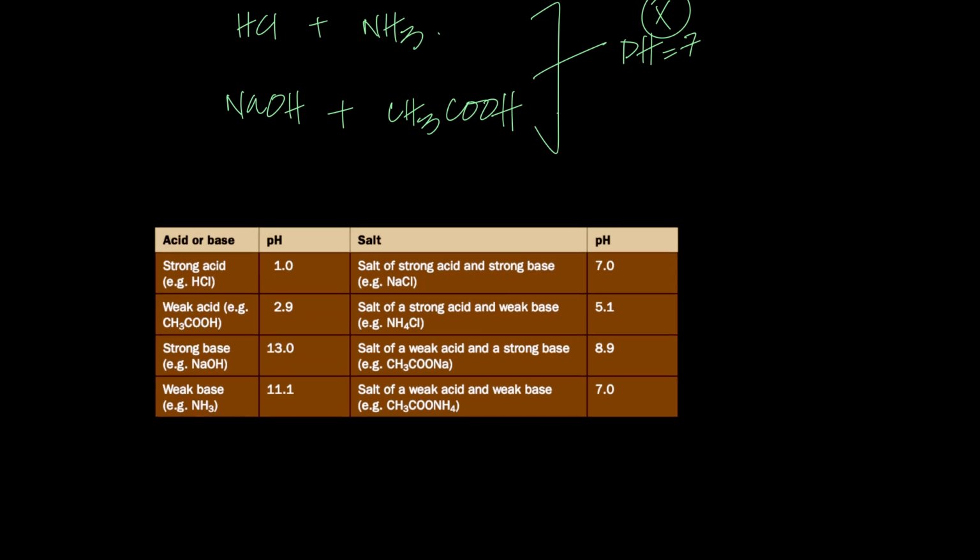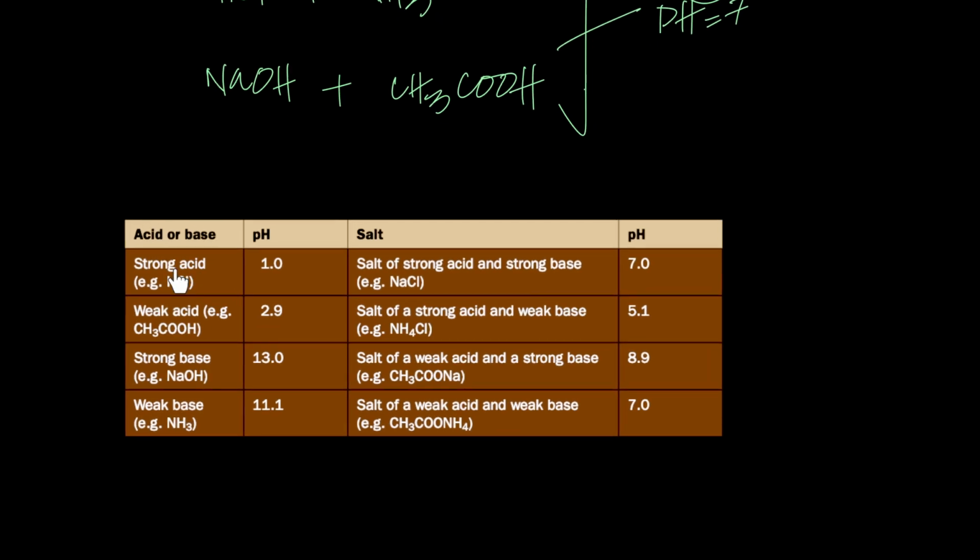So this is a table which is going to show you that normally, if you have a strong acid and it reacts with a strong base, a salt of strong acid and strong base is normally pH 7. But if it's a weak acid, weak acids have a pH of around 2.9, strong bases have a pH of around this, weak bases around this, nobody cares, right? But if you look at the salts, if you have a strong acid and a strong base, the pH is normally 7. If you have a strong acid and a weak base, the pH is normally 5.1.